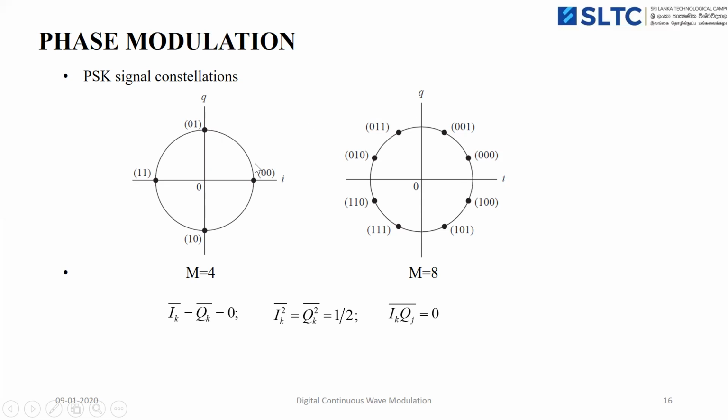And simply, if you generate the symbols with respect to the amplitude levels, it can generate equally probable symbols with positive and negative values. So the mean of the in-phase and quadrature components, that is Ik bar, Qk bar, equals 0, and the mean square value of the in-phase and quadrature components equals 1 by 2, and the cross product of the in-phase and quadrature components equals 0. So in this way, the symbols are generated for the PSK modulation.